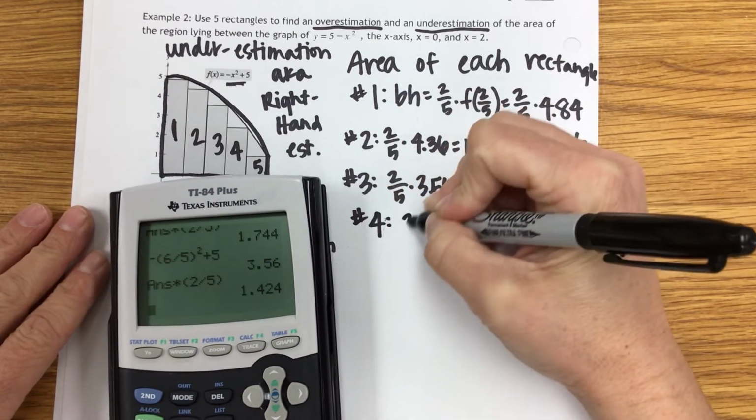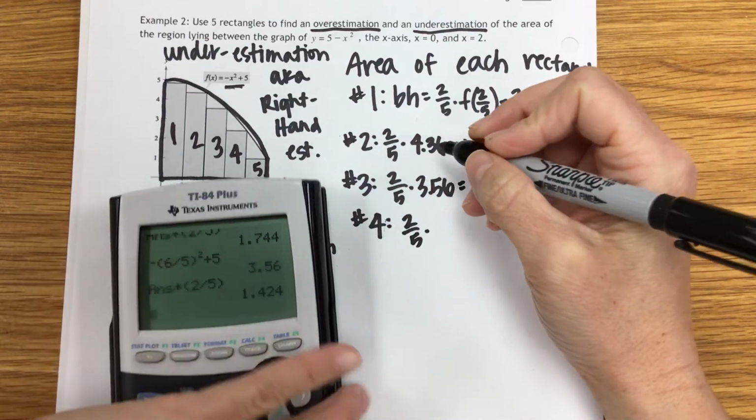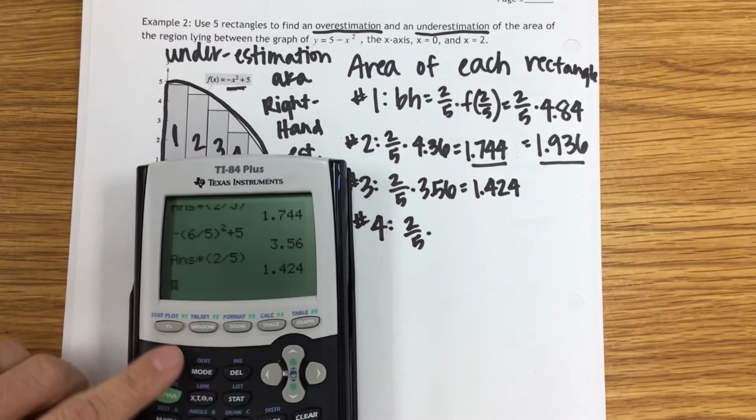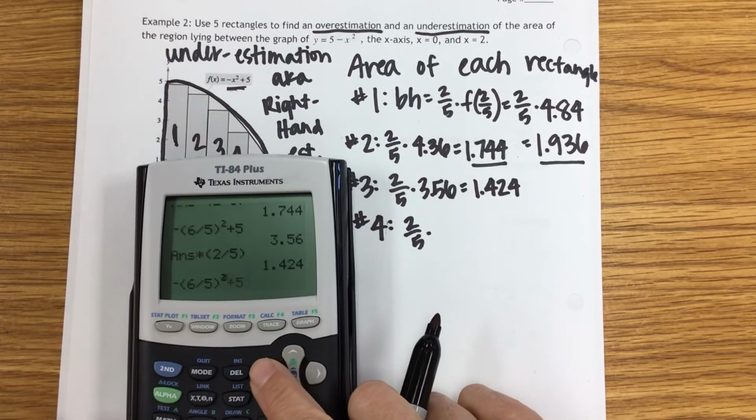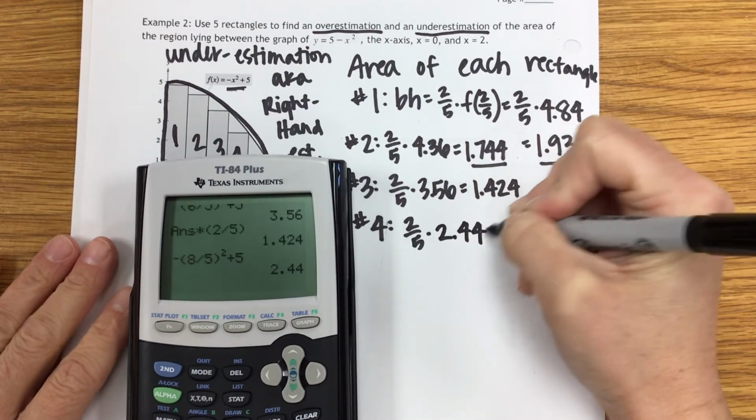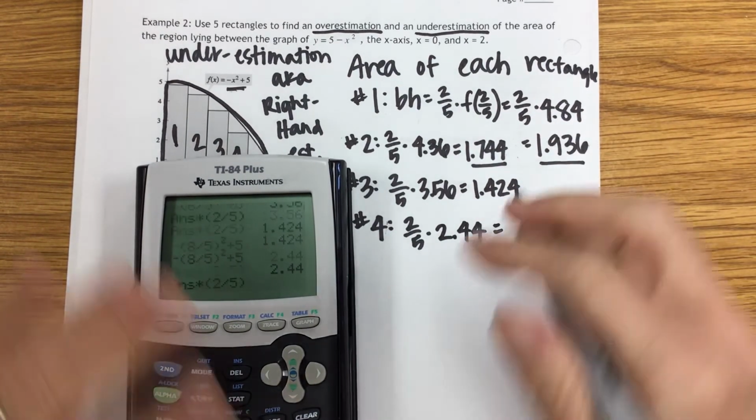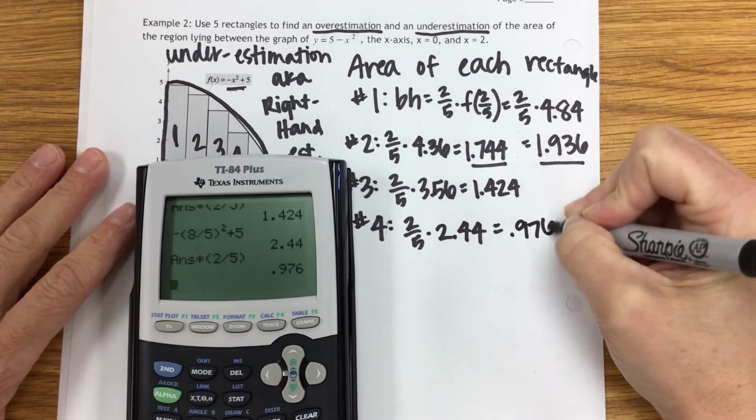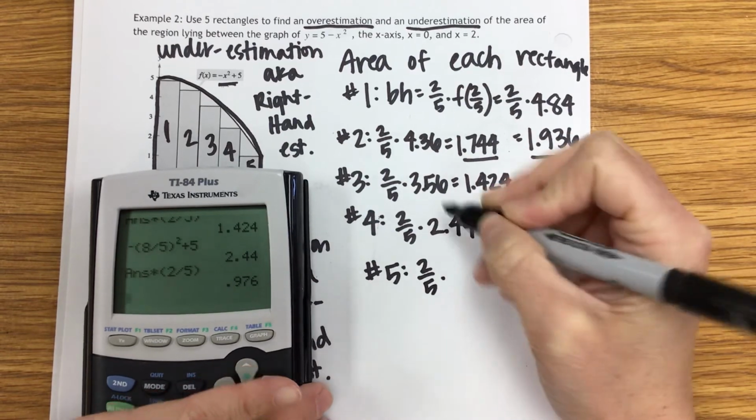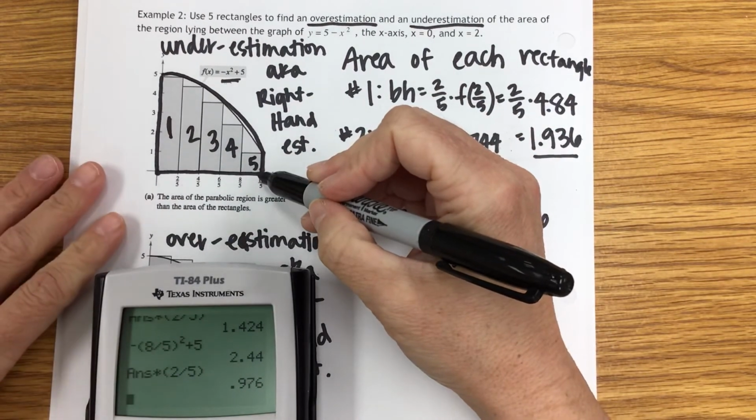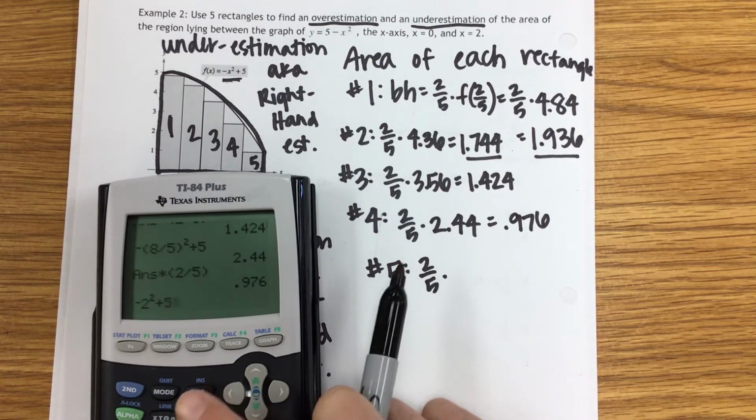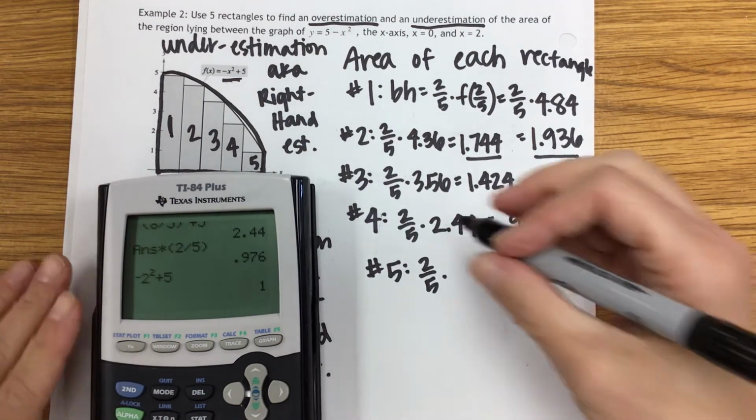Fourth, base times height. My fourth rectangle, the right-hand side is 8/5, so I'm going to plug in 8/5. And my height is 2.44 times 2/5. And then my last one, rectangle 5. Base times height, base is 2/5, the right-hand side is 2, so I'm going to plug in 2. And I got a height of 1.